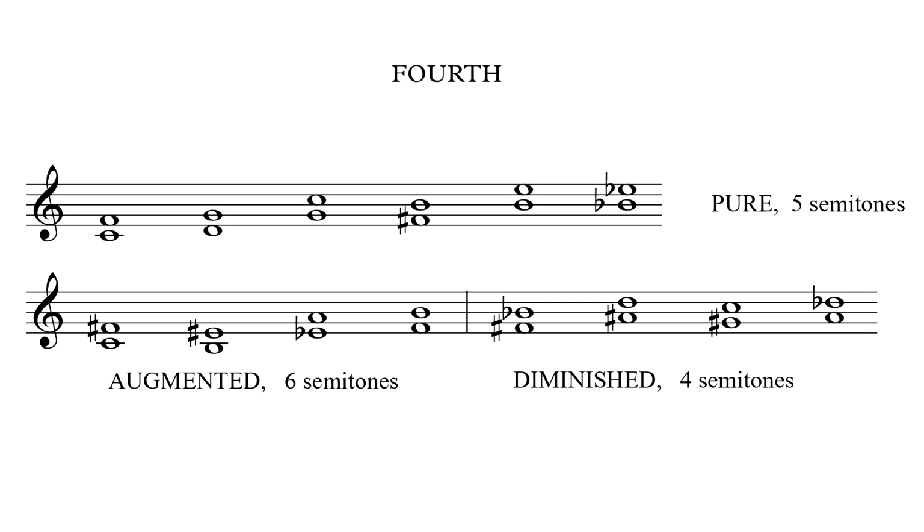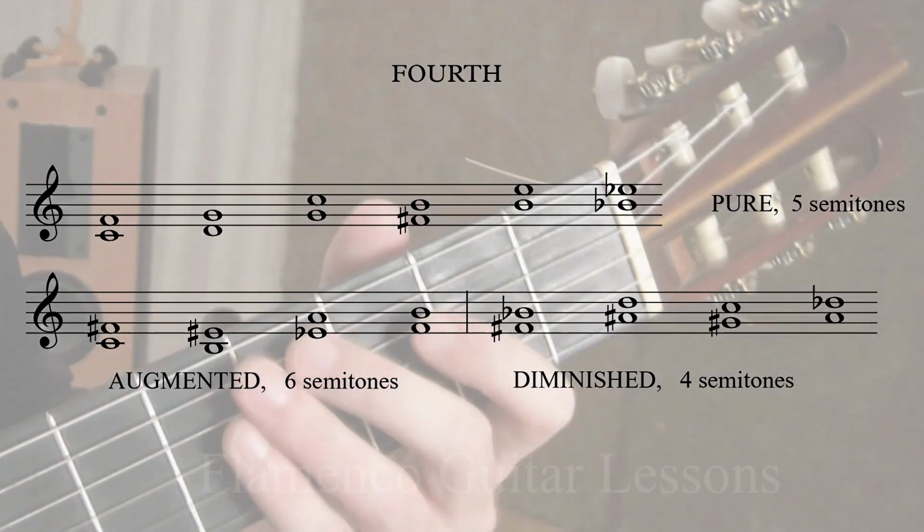The fourth. The fourth can be pure, augmented or diminished, and it's quite a dissonant interval. A pure fourth has 5 semitones. C, F, for example.